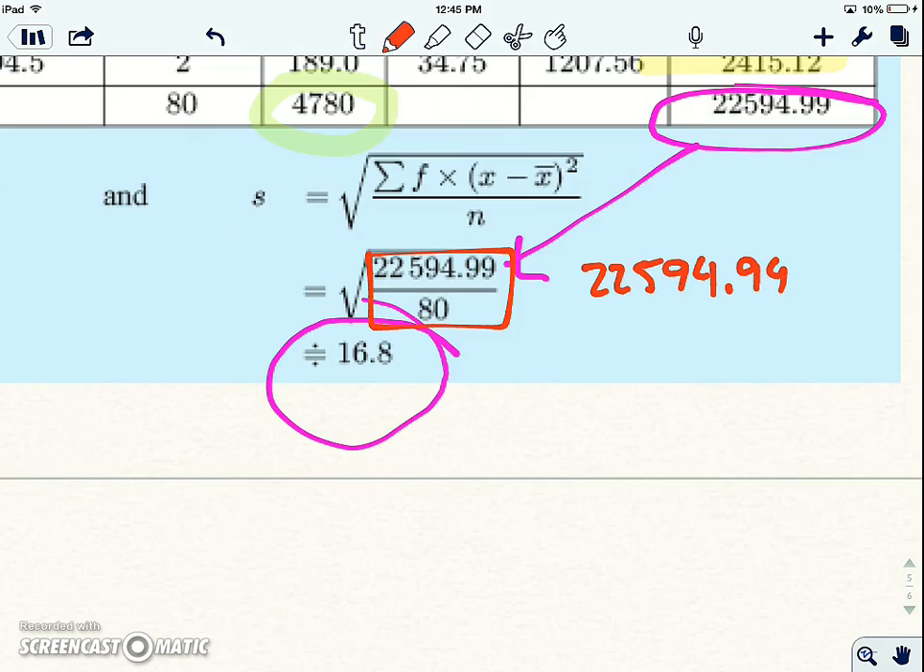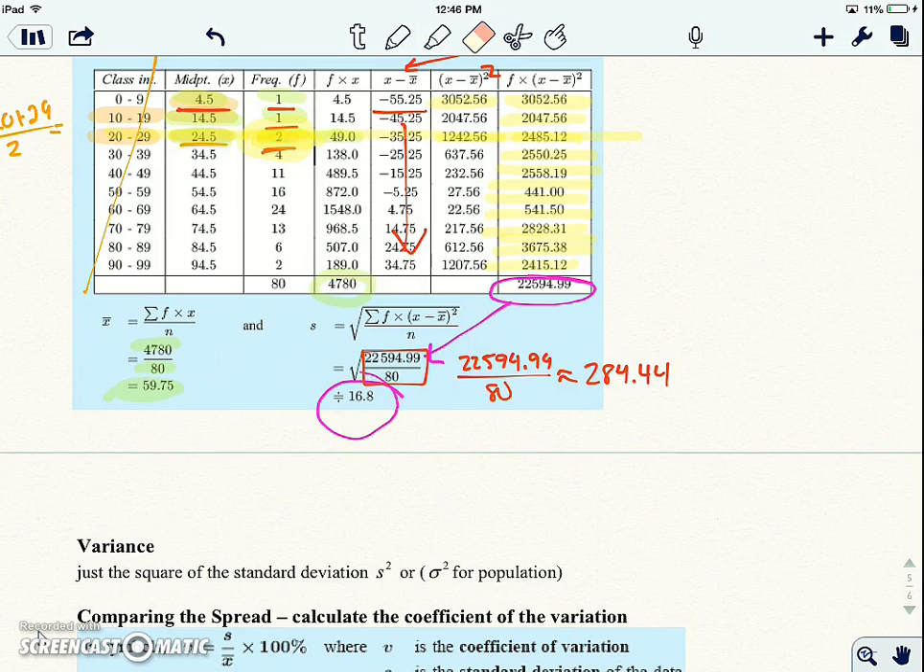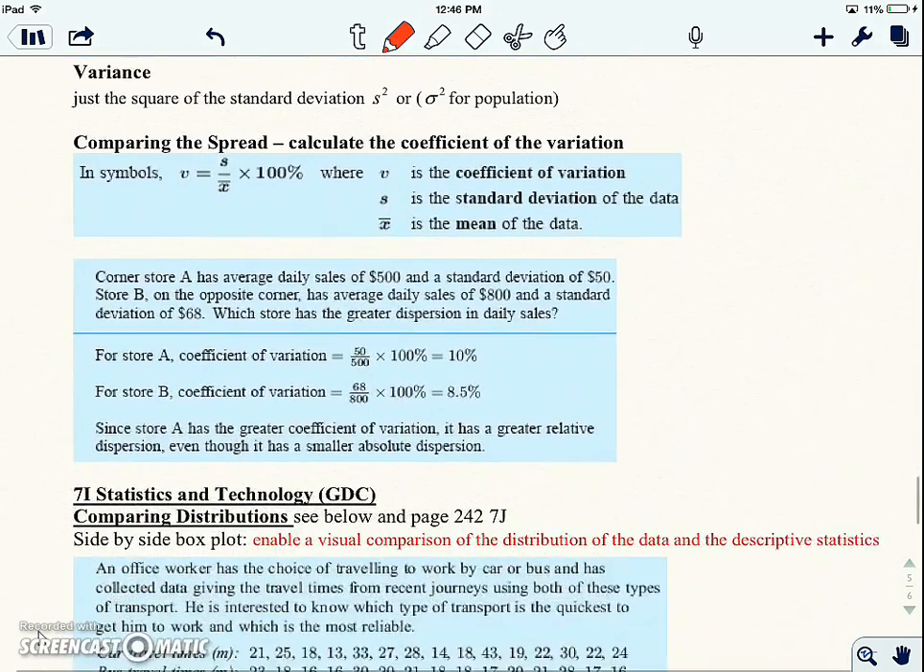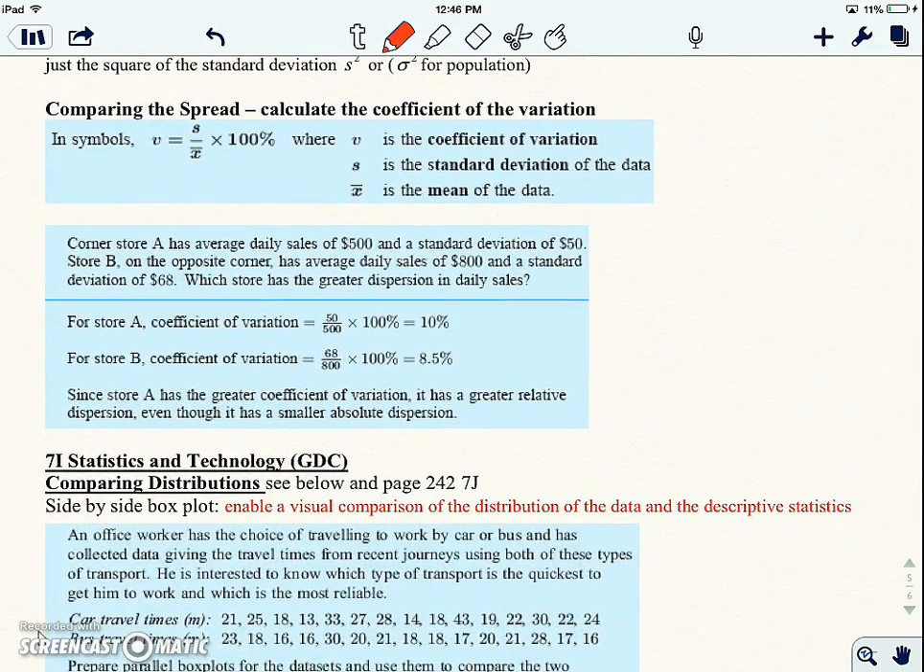22,594.99 divided by 80, which is approximately, okay, the variance is approximately 280, I think that's a 9, maybe it's a 4, let me double check. Oh, it should be 282.44. Okay, and it's just another measure of spread. Like we quoted 16.8 for standard deviation, some statisticians will use this. Okay? All right, let's compare the spread.